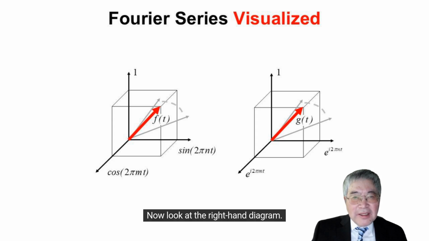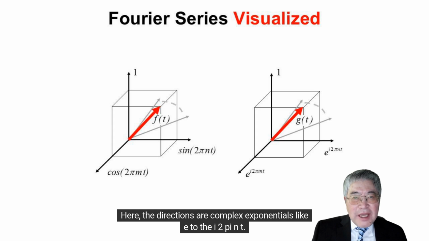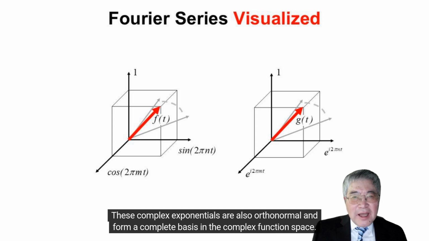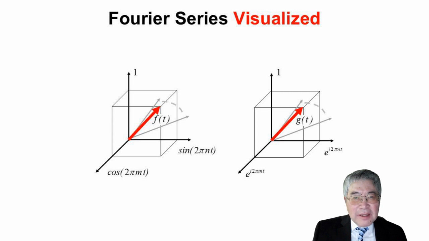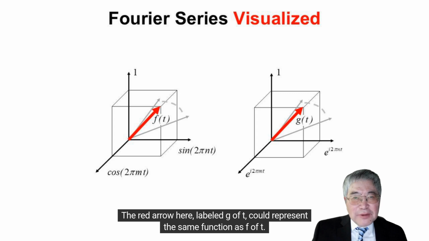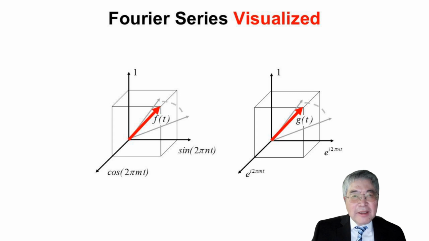Now look at the right-hand diagram. It shows the same idea but using a complex basis instead. Here the directions are complex exponentials like e^{i2πnt}. These complex exponentials are also orthonormal and form a complete basis in the complex function space. The red arrow here labeled g(t) could represent the same function as f(t). But now it's decomposed using complex components instead of sines and cosines.